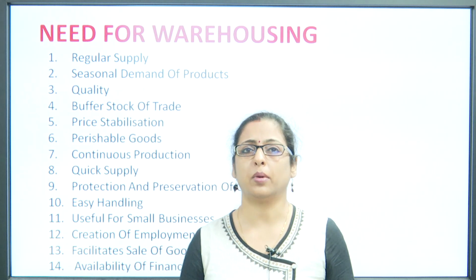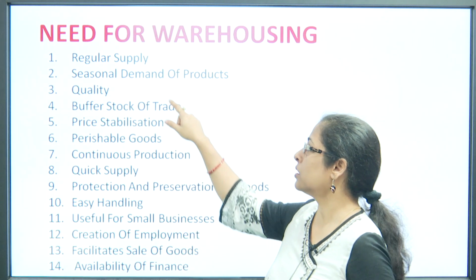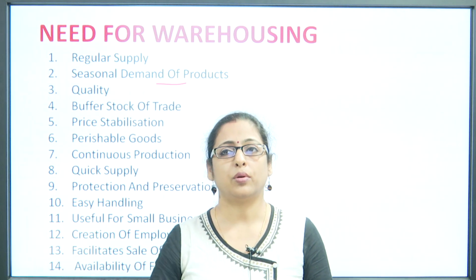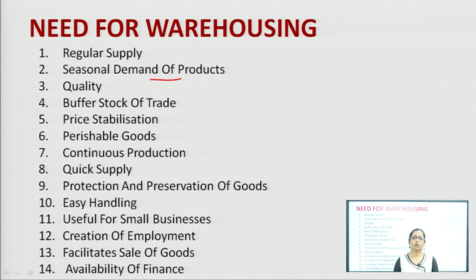Then is seasonal demand of product. Seasonal demand of product basically talks about the need to store those kinds of products which are dependent on seasonal availability of raw materials. For example, there is a company making, let's say, fruit juices. So we know that there are certain fruits which are available only during a particular season.